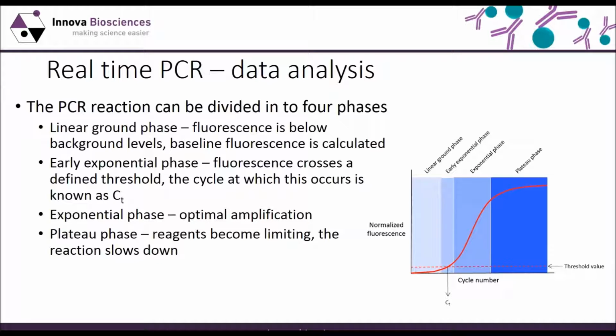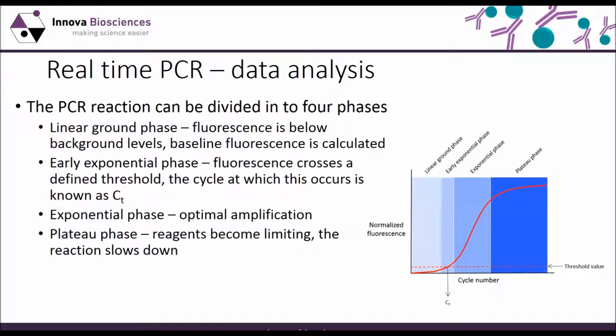The PCR reaction can be divided into 4 main phases: the linear ground phase, the early exponential phase, the exponential phase, and the plateau phase. During the linear ground phase, which usually lasts for the first 10 to 15 cycles of the PCR reaction, the fluorescence is below background levels. The baseline fluorescence is calculated during this phase.